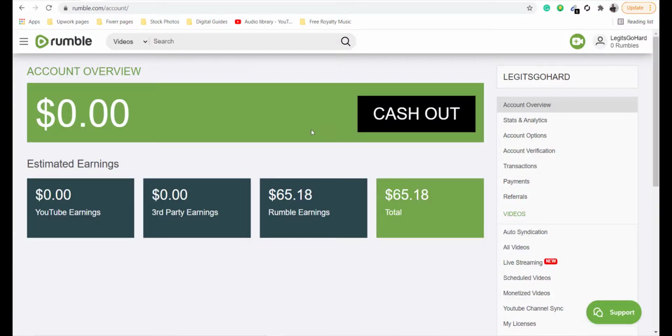You might be wondering how I achieved this total balance on my Rumble account in less than a week. If you watched the recent video that I made regarding the Post and Earn platform, where they combine Rumble and the Post and Earn platform together.